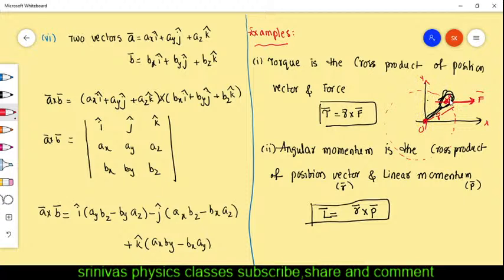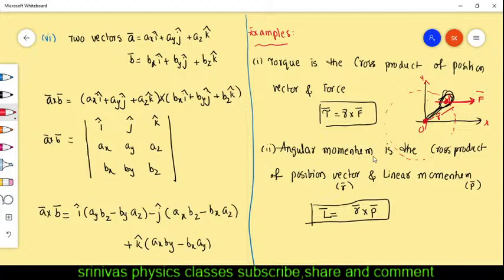Position vector means any particle you can join to the center. You can join one particle to the center with a line. That line is the position vector. This is the force. The cross product between the two gives the torque. Torque is another name for moment of force. When you apply the torque, it will rotate.